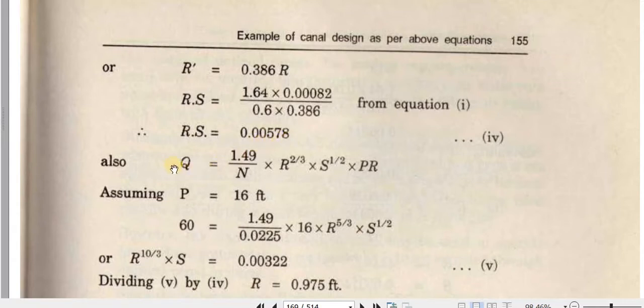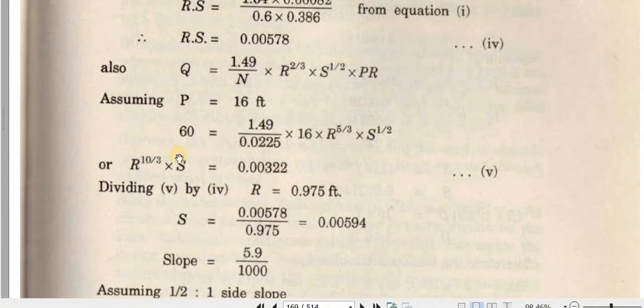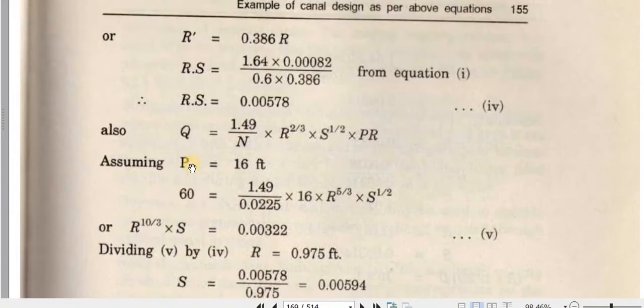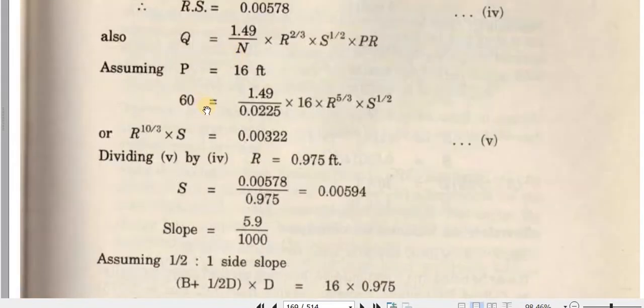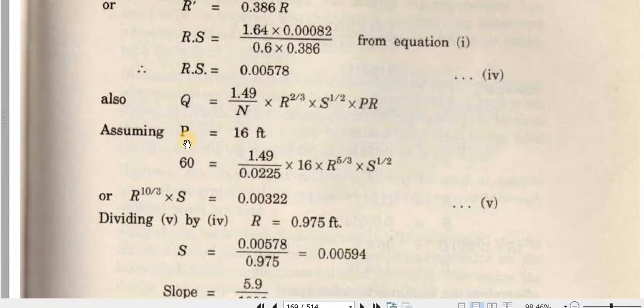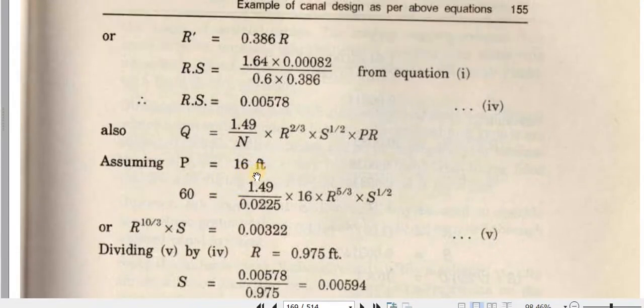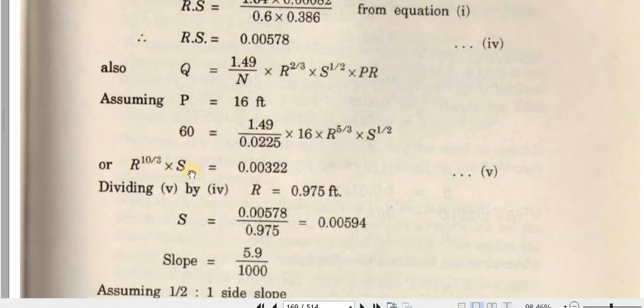Next we have the equation of Q, and we have to assume one parameter because we have 2 equations and 3 unknown parameters: one parameter R, second parameter S, and third parameter velocity. We know Q, so we have to assume one parameter. Here we are assuming the wetted perimeter as 16 feet. Then we can enter the wetted perimeter here, and we can find another equation in terms of R and S.